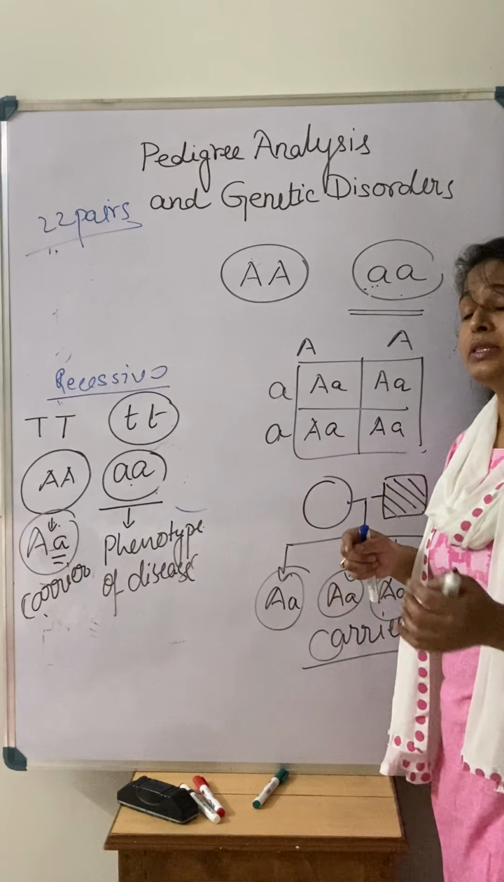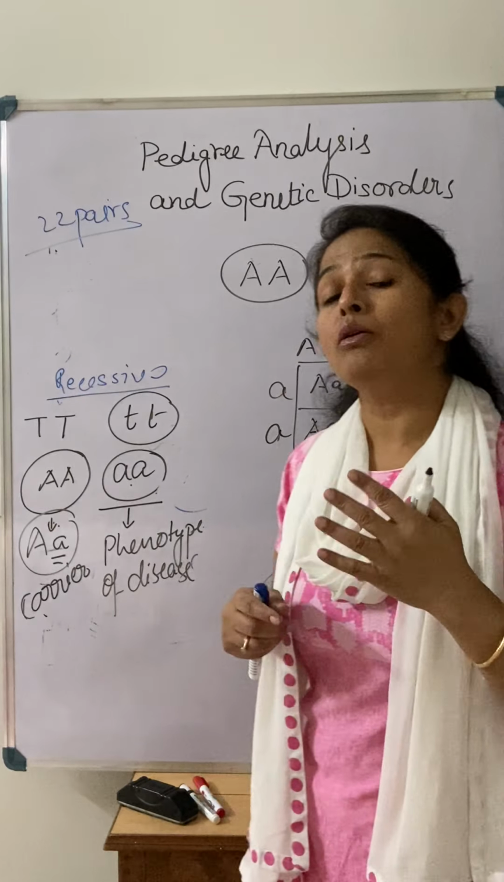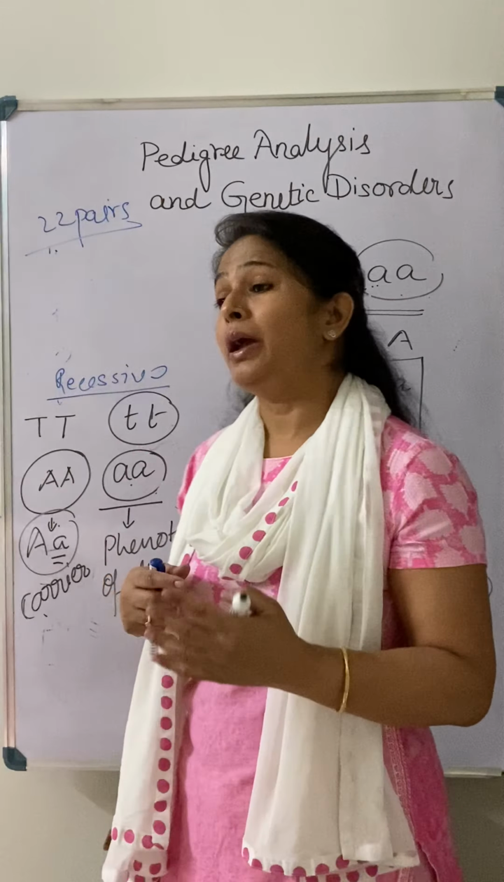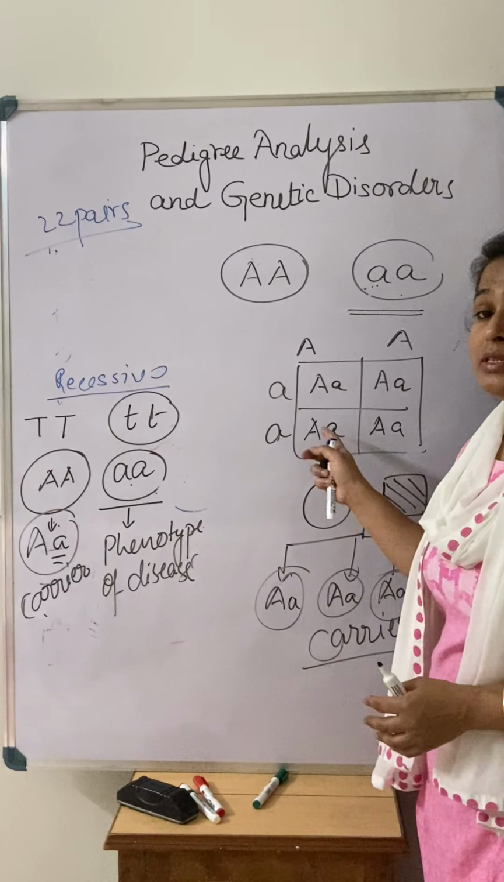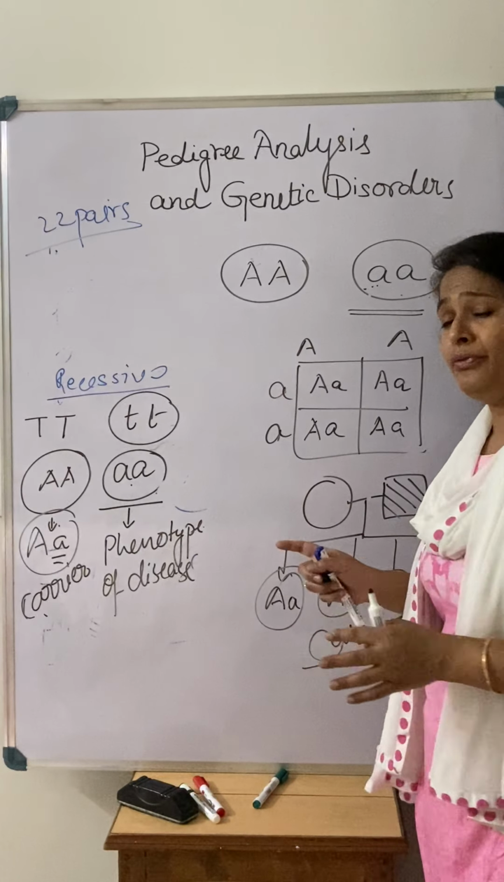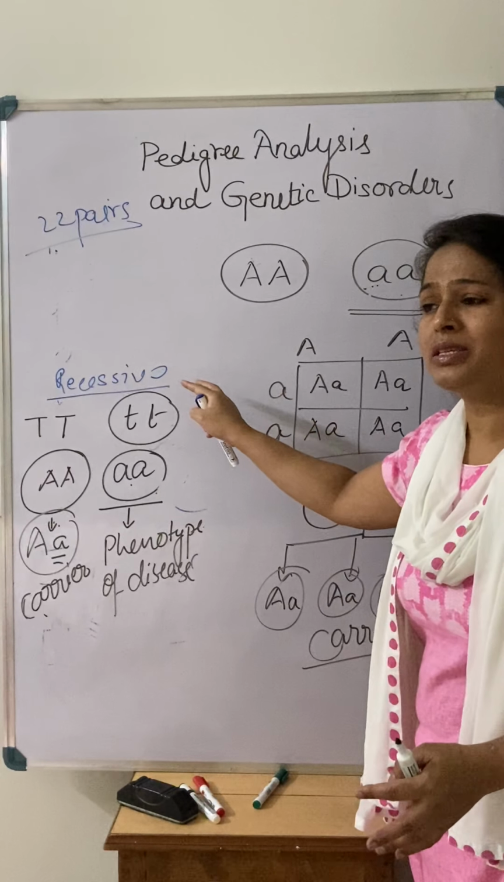In dominant, what I was saying? I was saying if parents are unaffected, kids are also unaffected, right? When parents are affected, kids are also affected. But in case of recessive, it is not like that. They can be affected or they cannot be affected. So this is the autosomal recessive disease.